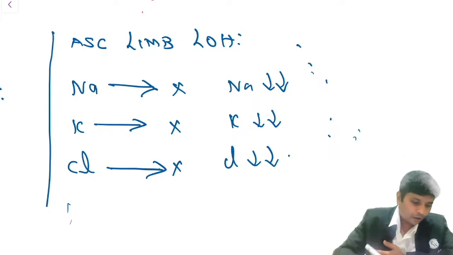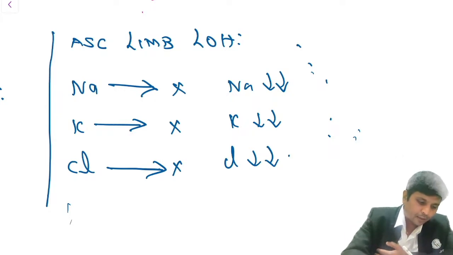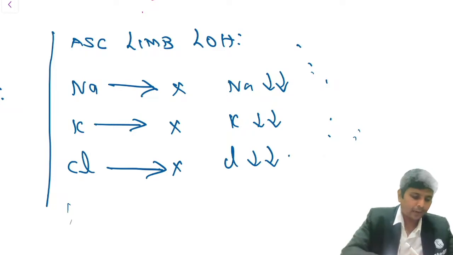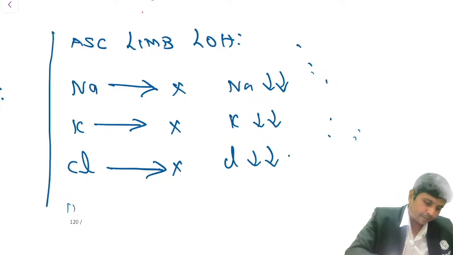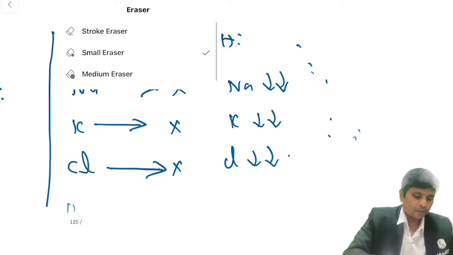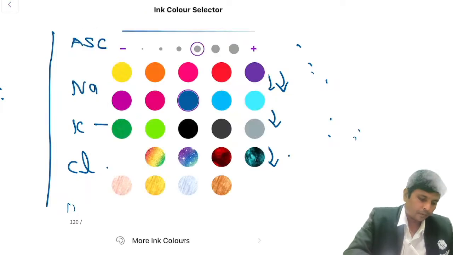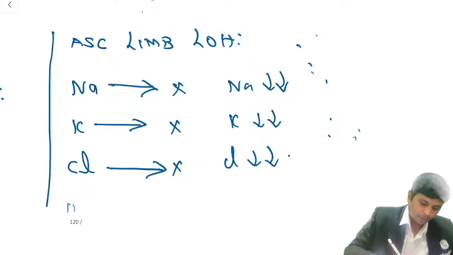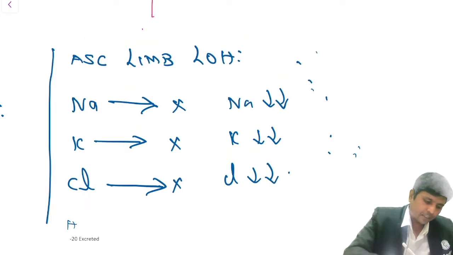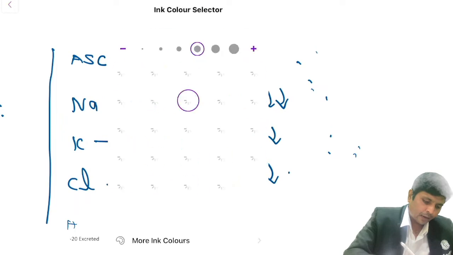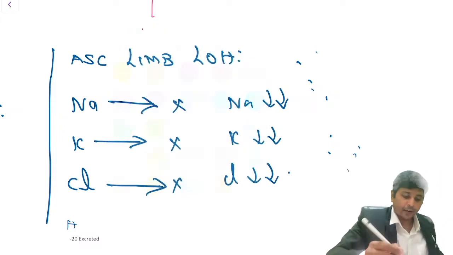So your water will also be excreted. If water is also excreted, what will happen as a result? You will have hypotension. Water will also be excreted, as a result of which the child will have hypotension.